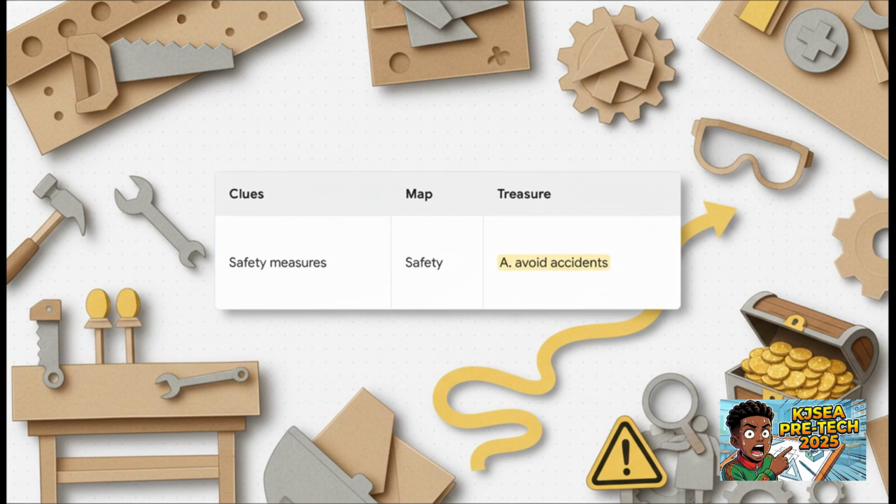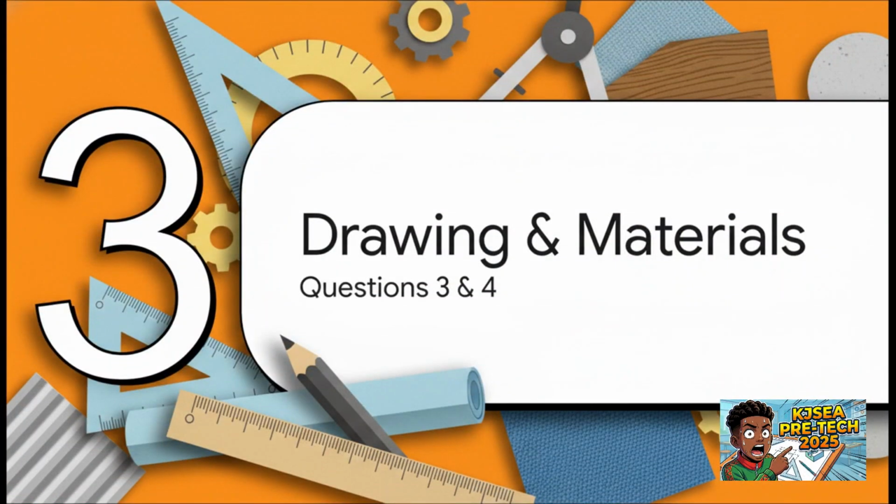And honestly, this brilliantly illustrates the whole core philosophy of a workshop. The foundational goal of all safety protocols, our treasure, is A, avoid occurrence of accidents. Look, cleaning and health are obviously great, but preventing injury to people and preventing damage to equipment, that is always priority number 1. Moving right along to Section 3, Technical Drawing and Materials. We'll be looking at questions 3 and 4 here.